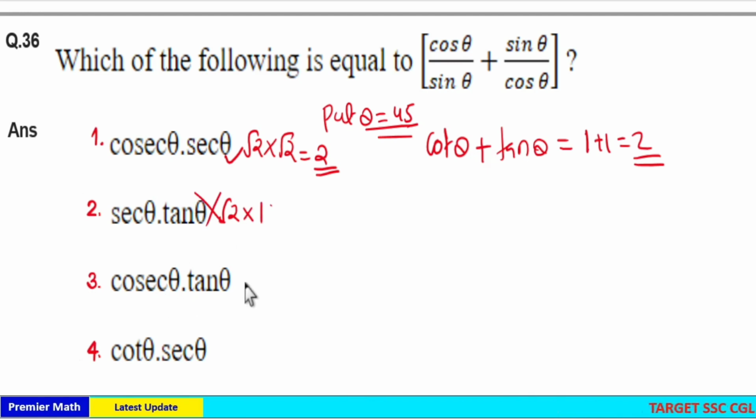Cosec 45 is root 2, tan 45 is equal to 1. Not our answer. And cot 45 is 1 and sec 45 is root 2. Not our answer. So, option 1 is your answer.